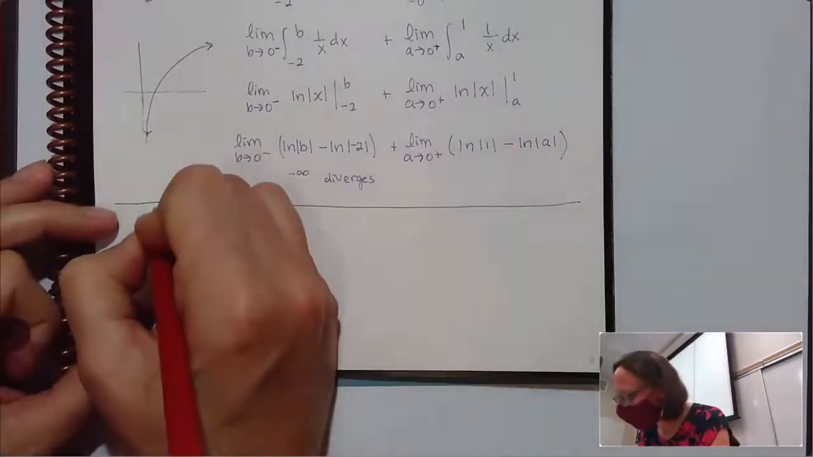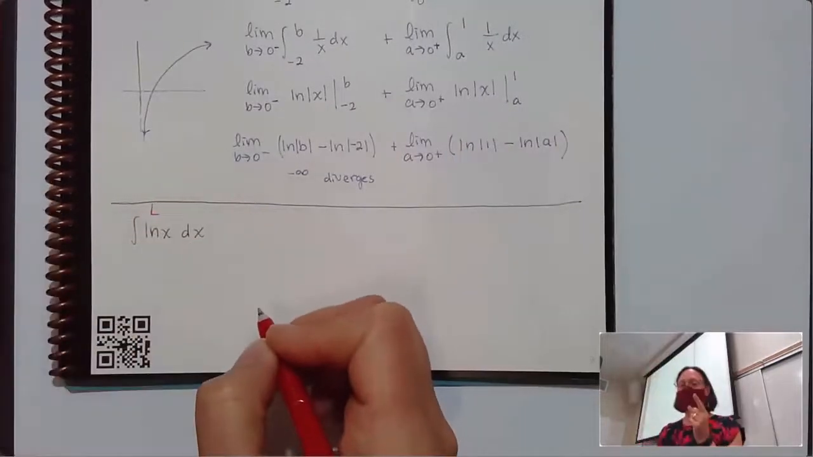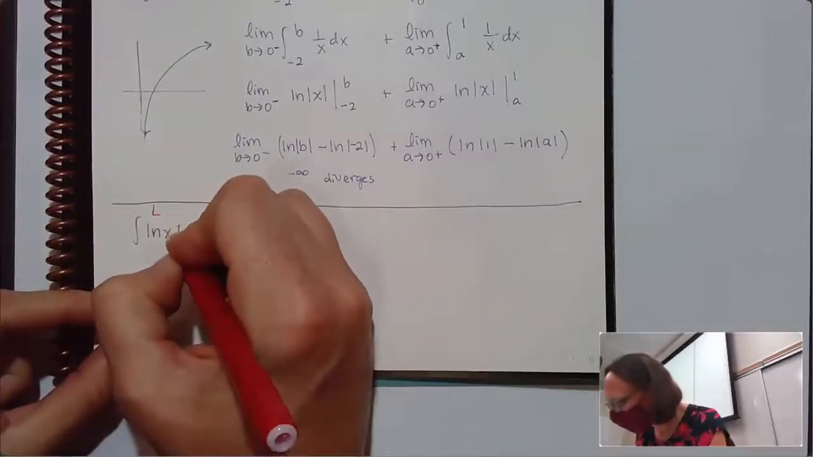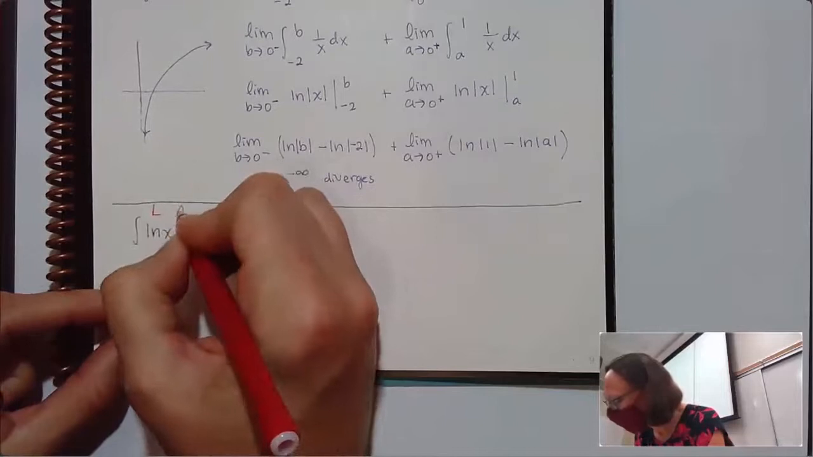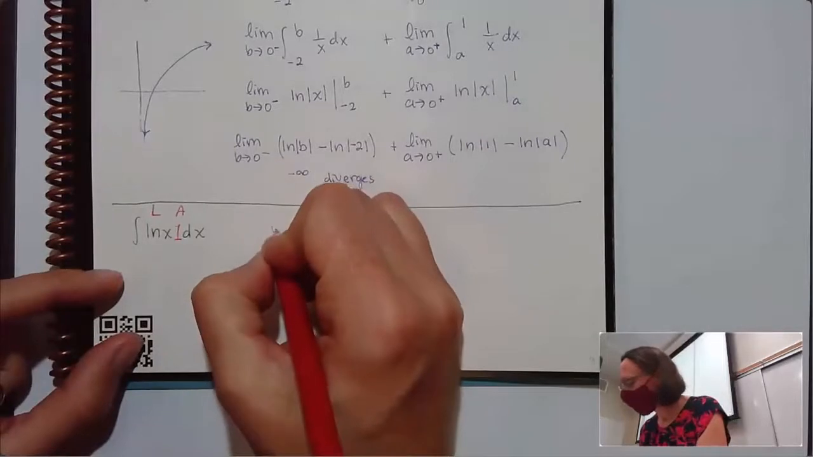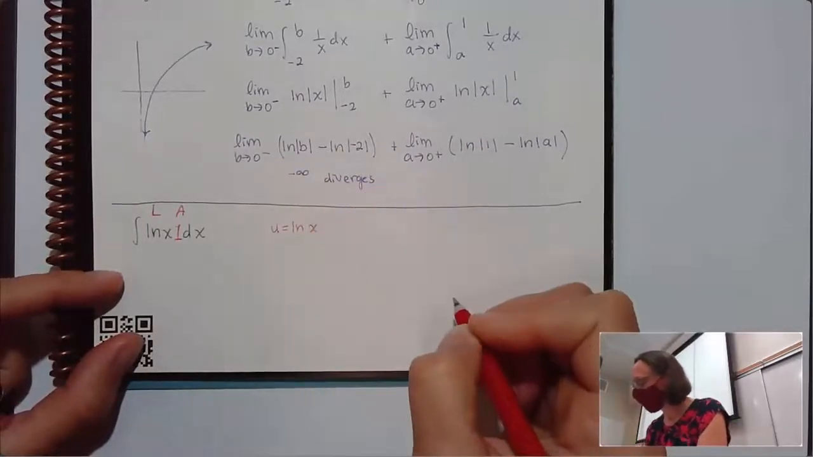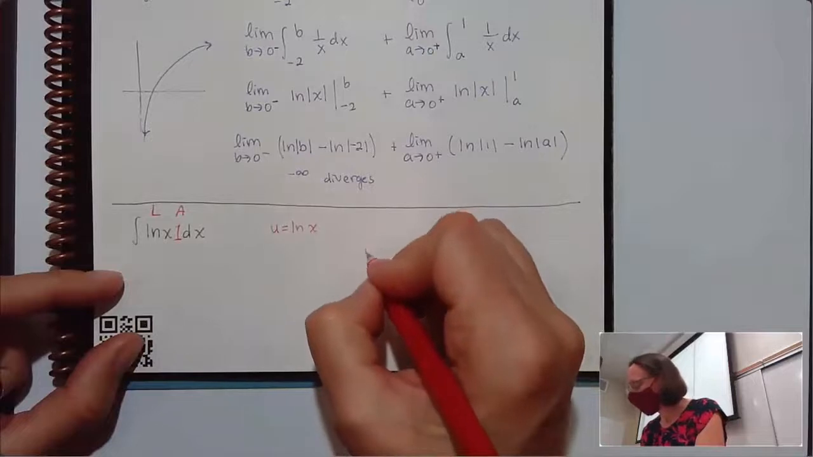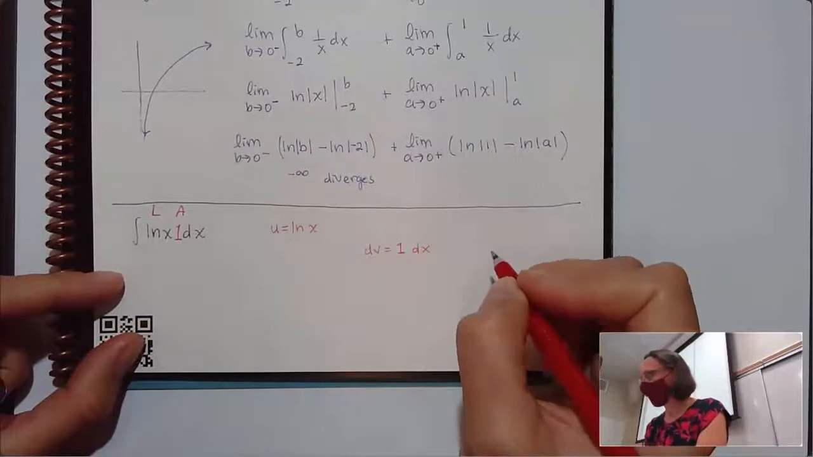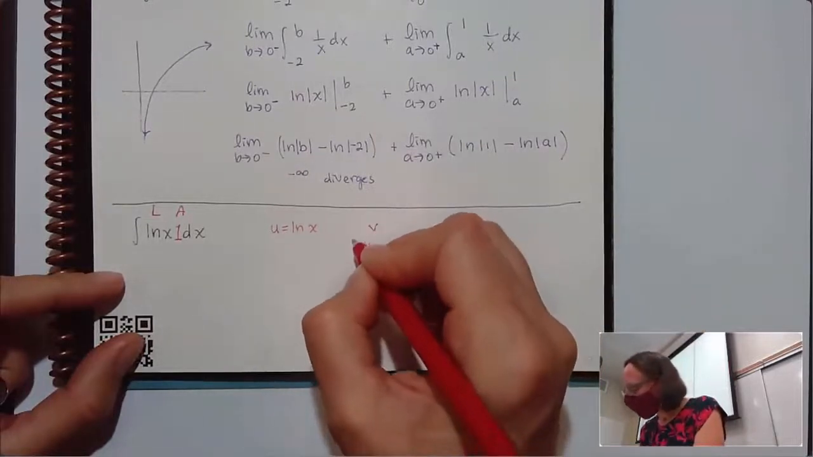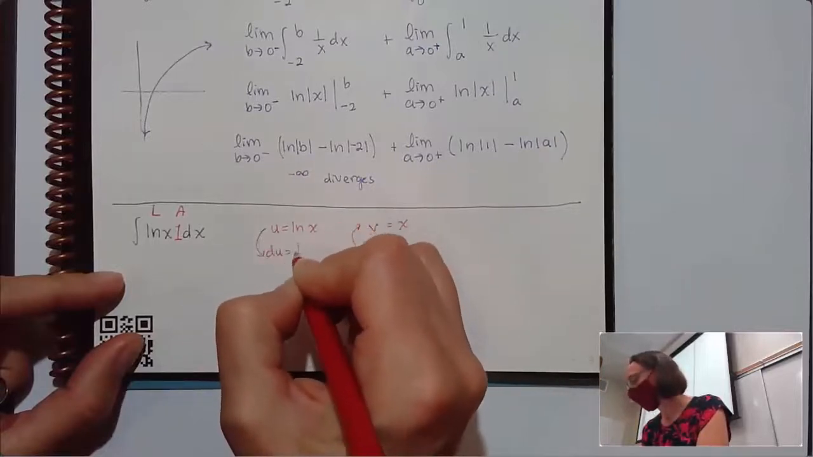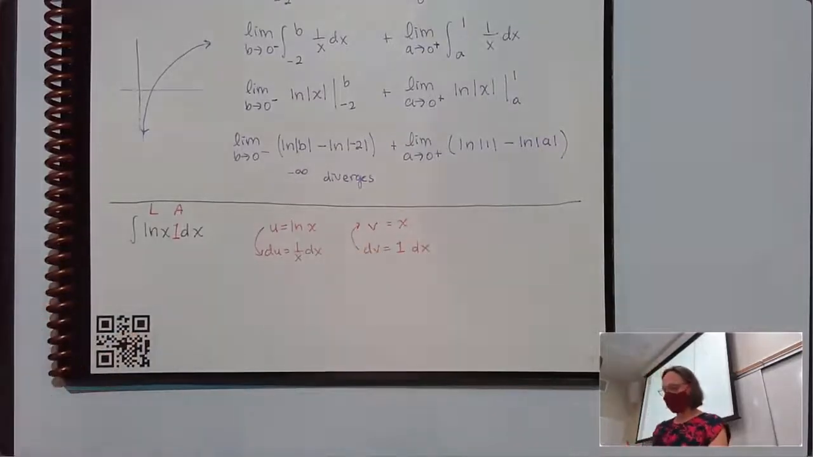And I've got a mixture of logs and nothing. So the nothing is secretly a 1 dx, and that's my algebra. Since logs come first in the word late, I'm going to let u be equal to the natural log of x. That means all the rest of it had to be dv. So dv is the invisible 1 dx, which means our v is x and our du is 1 over x dx.